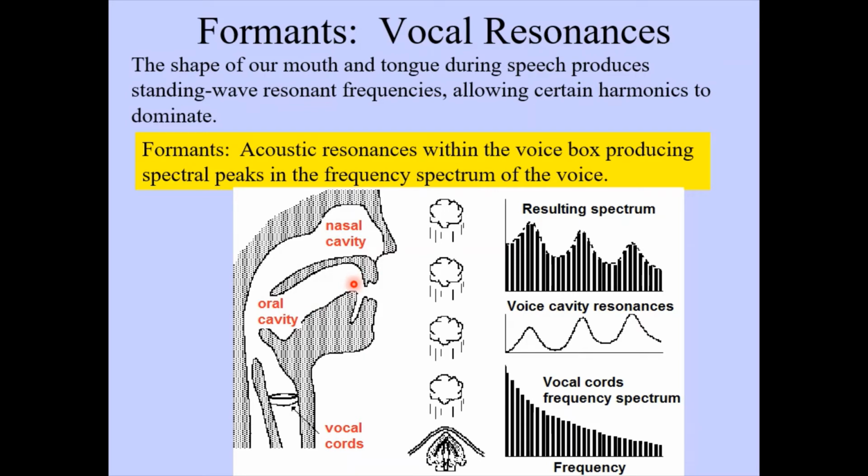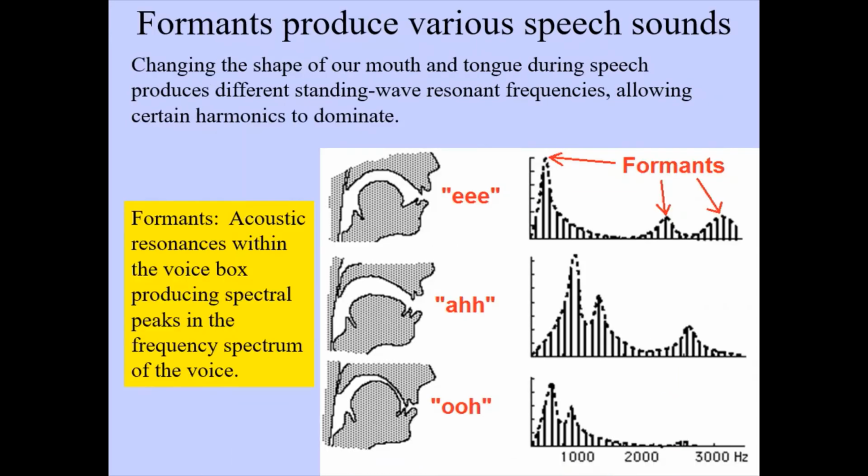By changing the shape of our mouth and using our tongue and so forth, we can create resonances at different frequencies. These are the voice cavity resonances. Wherever you see these peaks, that's where certain frequencies are going to be heard more loudly. When we combine these resonances with the output of the vocal cords, we get the resulting spectrum of speech. And we can produce different sounds with our mouth and tongue by changing the location of these peaks, or formants. So the formants produce the various speech sounds.